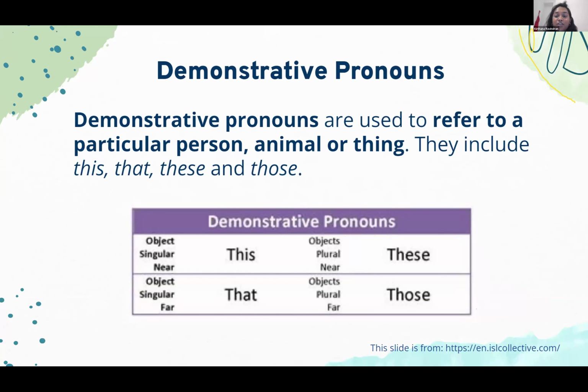Very good. Okay, very good, very good. What about these and those? These is the plural form of this. It is used for objects that are near. Those is the plural form of that. It is used to describe objects that are far. Okay, very good. Everybody understand that? Anyone have any questions?